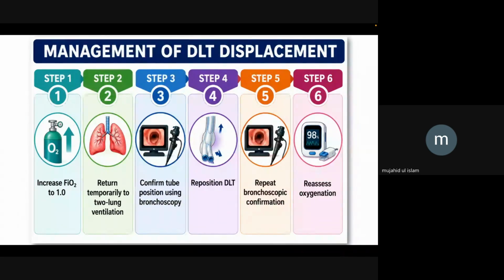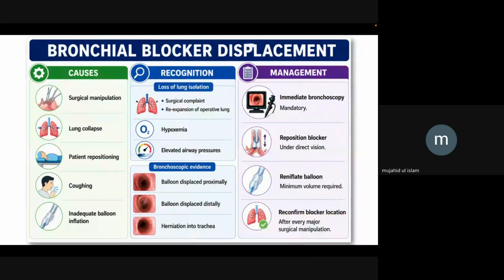Management of DLT displacement follows a simple stepwise approach. First, increase FiO2 to 100% to treat hypoxemia. Next, temporarily return to two-lung ventilation to stabilize the patient. Then use fiber optic bronchoscopy to confirm the tube position. Reposition the DLT as required and repeat bronchoscopic confirmation to ensure correct placement. And finally, reassess oxygenation and ventilation before resuming one lung ventilation.